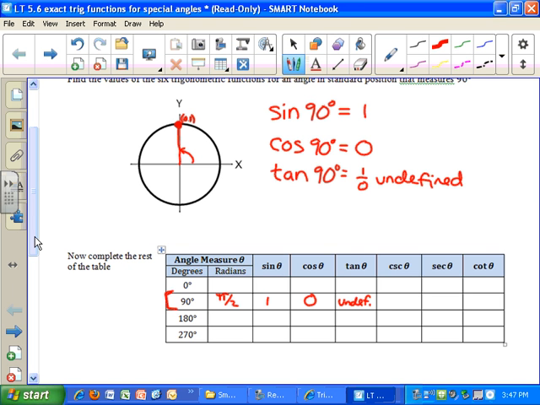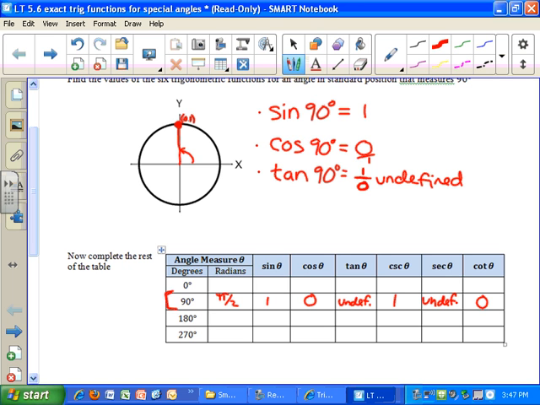Cosecant, secant, and cotangent are the reciprocals of these 3 functions. So the cosecant would be 1. The secant is the reciprocal of cosine, so instead of 0 over 1, it would be 1 over 0, which is an undefined value. And cotangent, even though the tangent was undefined because it was 1 over 0, if we flip that over and take the reciprocal, it becomes 0 over 1, or just 0.